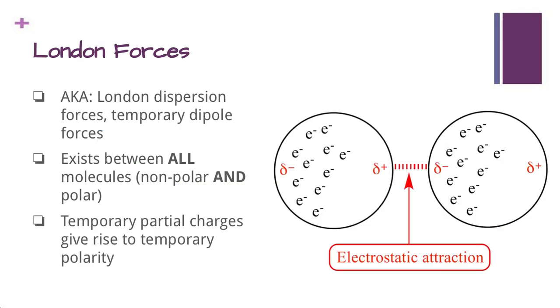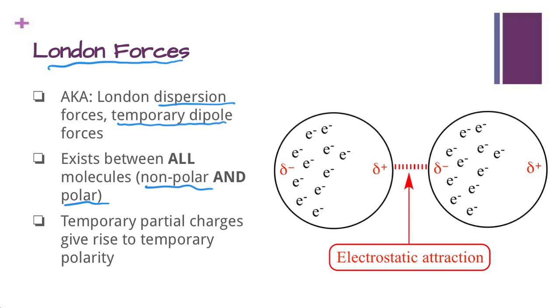The second type is a little bit weirder. It's also dependent on dipoles, but these are called London forces. They have many different names. They're also called London dispersion forces. They're also called temporary dipole forces, and they exist in all molecules, both nonpolar and polar molecules.